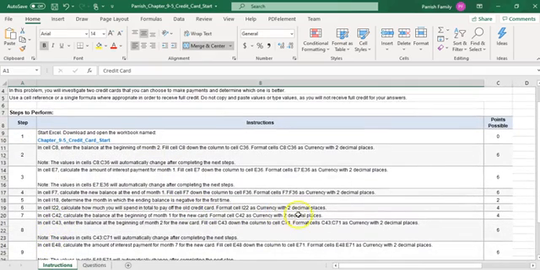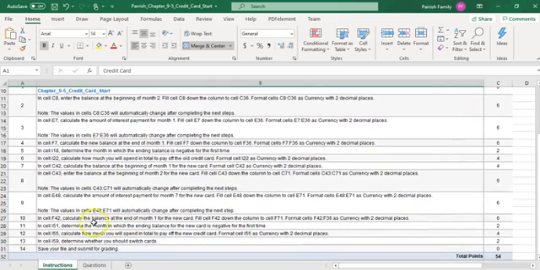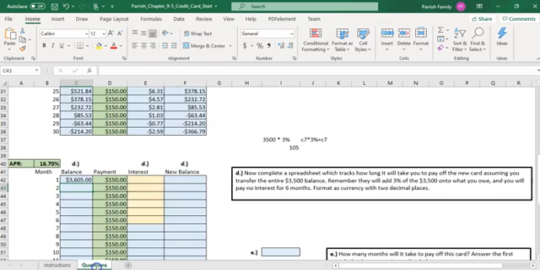C42, we calculated the interest and set it to decimal place. C43, enter the balance at the beginning of month 2. We'll come back to that one. E48, calculate the interest payments. Okay, so let's go back to this. So we want to calculate the new balance.